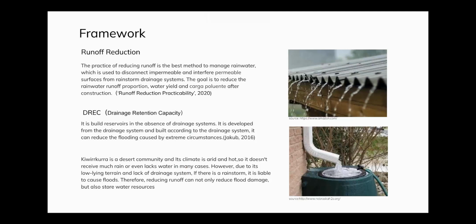Kaviokura is a desert community, and its climate is arid and hot, so it does not receive frequent rainfall, or even lacks water. However, due to its low-lying terrain and lack of drainage system, if there is heavy rain, it can cause flooding and flood the community. This approach not only solves the problem of flooding, but also relieves water pressure in the community.